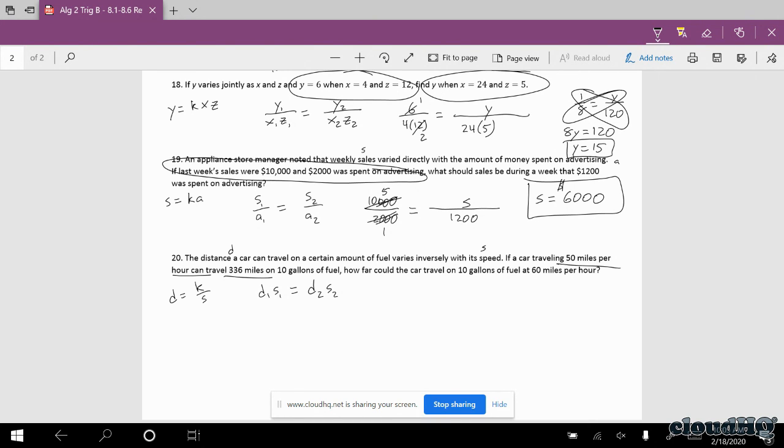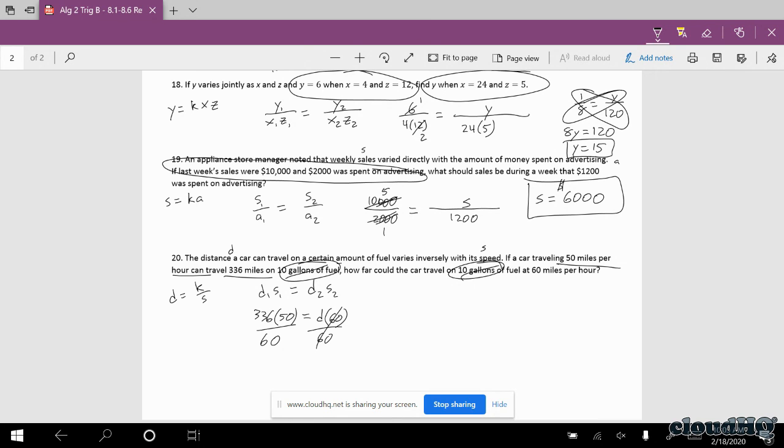Travels 336 miles. So it's 10 gallons of fuel. Notice that's a constant in both of these, 10 gallons of fuel. So you just ignore that. That's not an important piece of this problem, as long as they're the same. So distance was 336. Our speed was 50. Over here, we're trying to figure out our distance. Our speed is 60 miles an hour. So we can divide by 60.